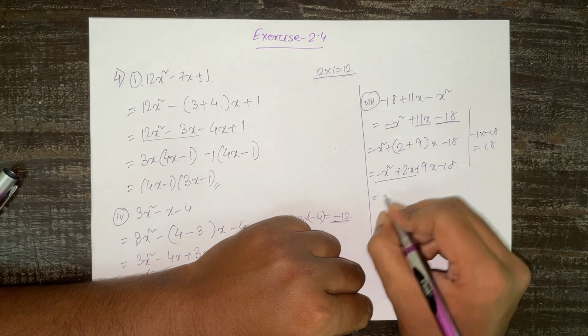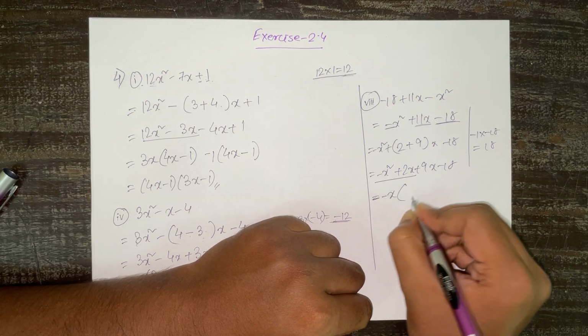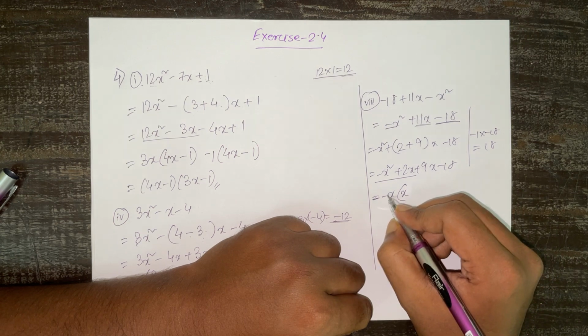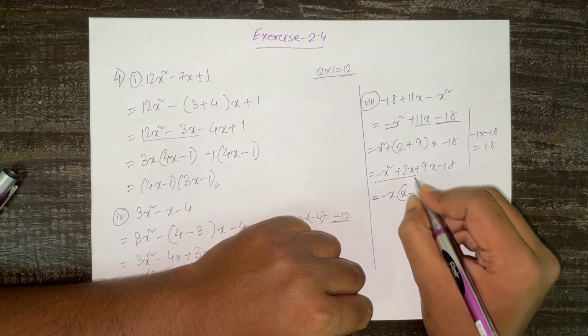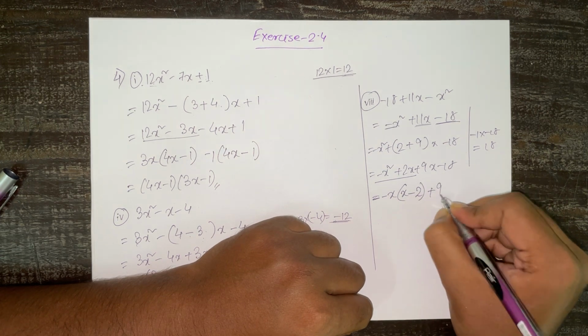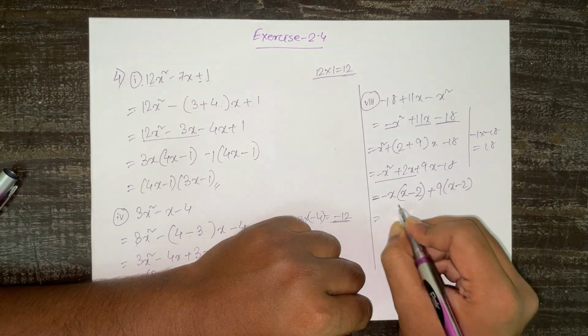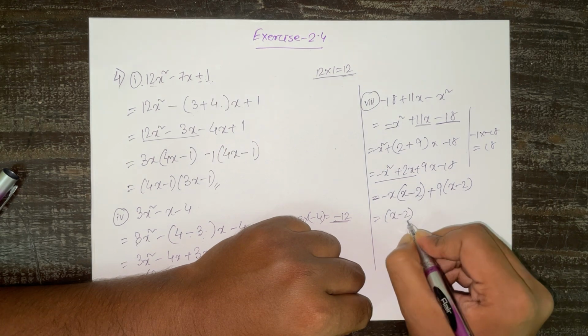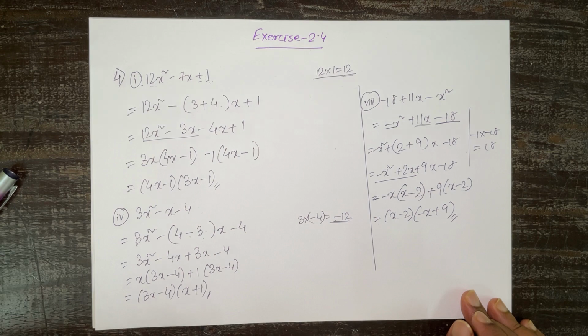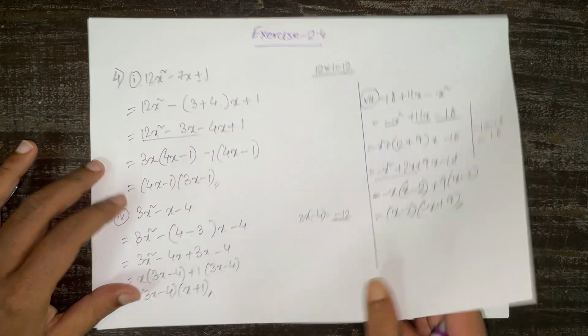From these two we can take minus x common. So from here minus x is gone, we are left with x, and as we have taken negative common, this plus will become minus, and x has been taken as common, so we will write 2. From here 9 can be taken as common, so x minus 2. So x minus 2 can be taken as common and we are left with minus x plus 9. Done. That's how it is. Simple, I hope. Let's move on to the next one.